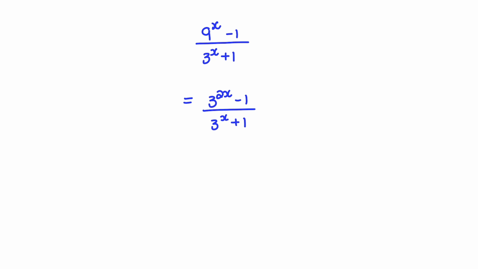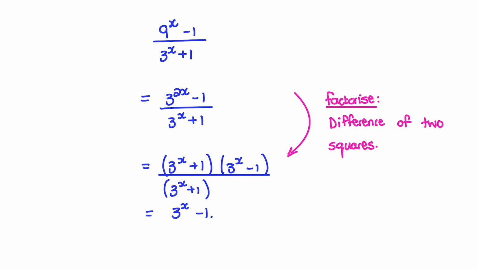The first thing that I want you to notice is that 9 to the power of x can be rewritten as 3 to the power of 2x. And all that we are doing is we are taking 9 and rewriting it as 3 to the power of 2. And can you see if I add an x to the 9, I simply add an x next to the 2.